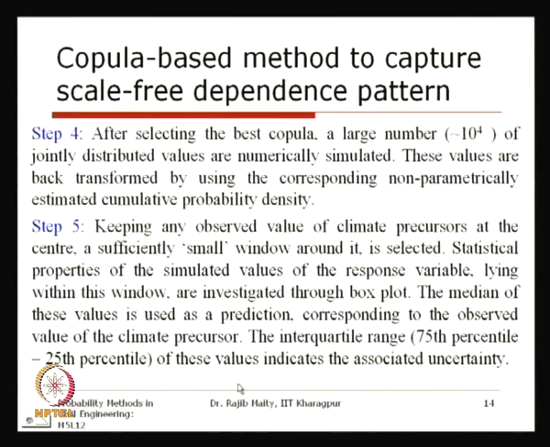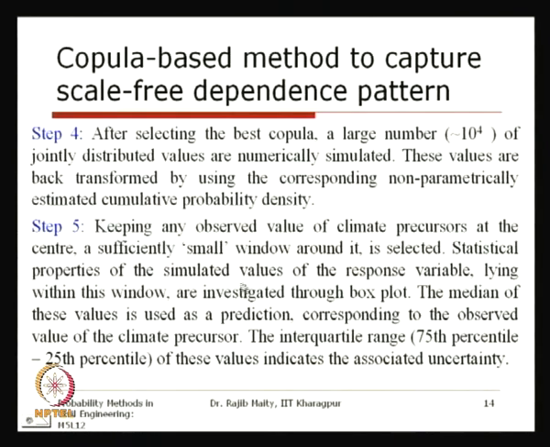Now, after selecting the best copula, a large number of jointly distributed values are numerically simulated. These values are back transformed by using the corresponding non-parametrically estimated cumulative probability density, keeping any observed value of the, here I was telling that it is a hydroclimatic problem. The climate precursor at the center, a sufficiently small window around it is selected.